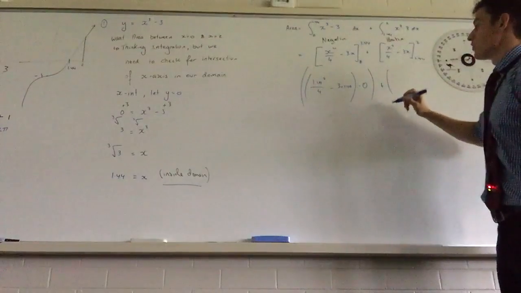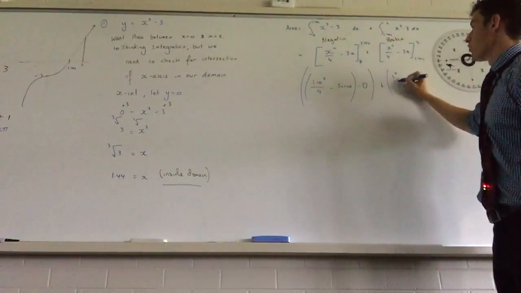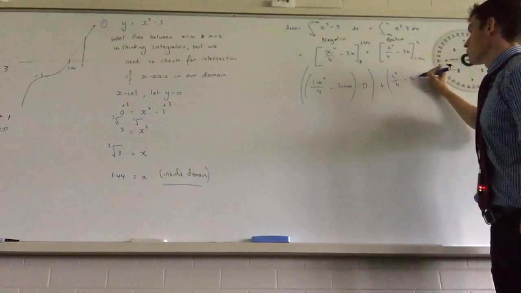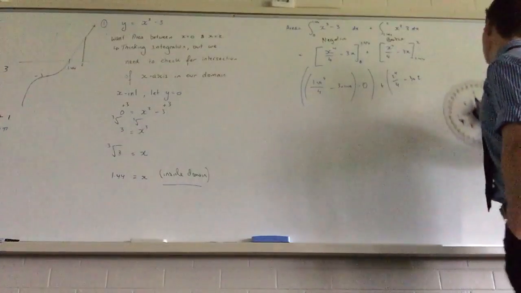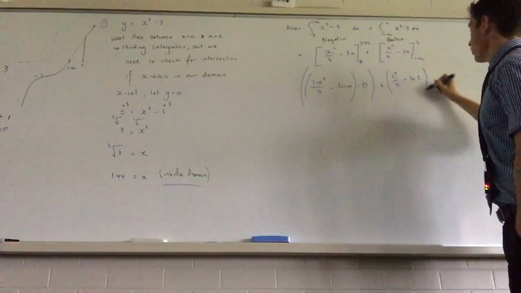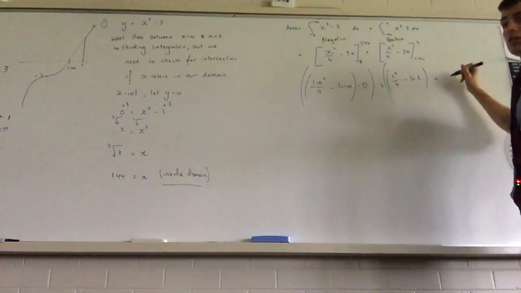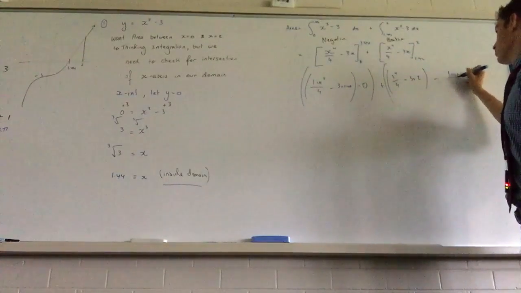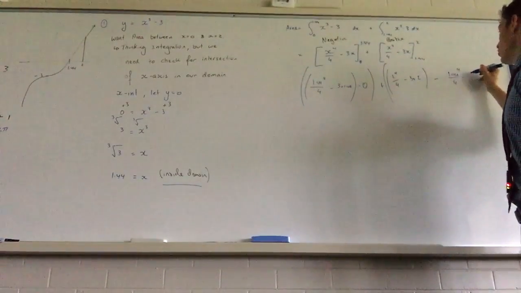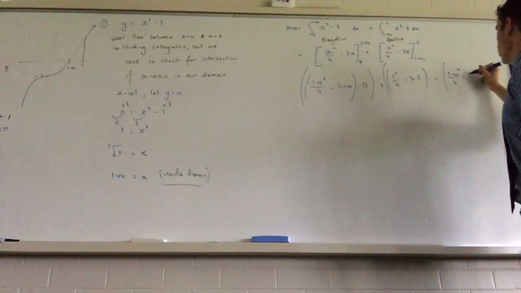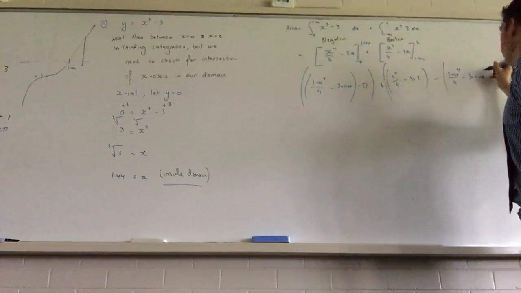Plus. So what's the first value here? 2 to the power of 4 over 4 minus 3 times 2. Brackets, I'll do the big brackets again. Minus 1.44 over 4, that's the power of 4, minus 3 times 1.44.